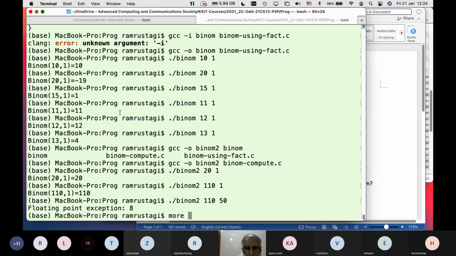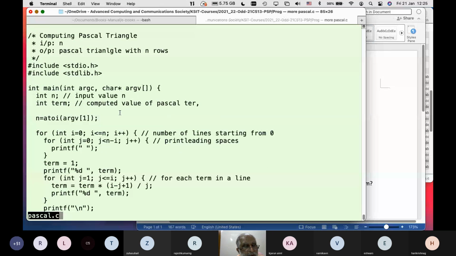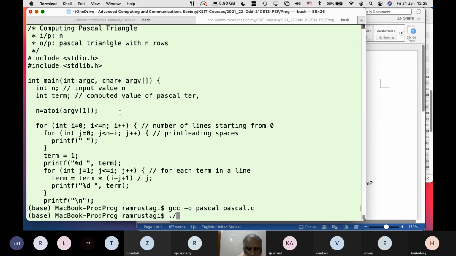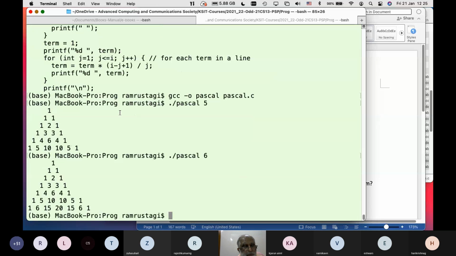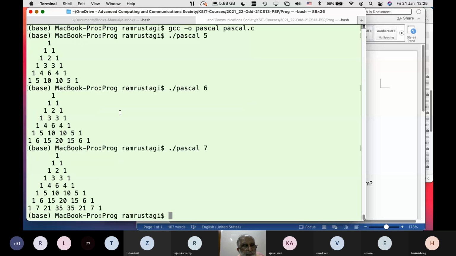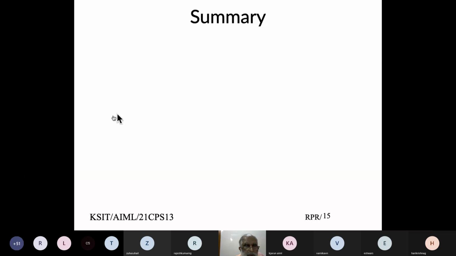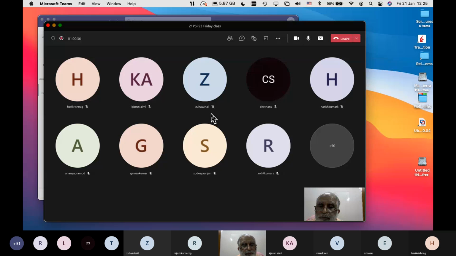Again, this program is given to you. It is an intense program. You can look at it, run it yourself, make changes to it, and play with it. Let's say 5, it will display the Pascal triangle of 5. If we give it 6, and so on and so forth, if we give it 7, we'll get the respective Pascal triangle. So we had discussed the examples as given in the book.